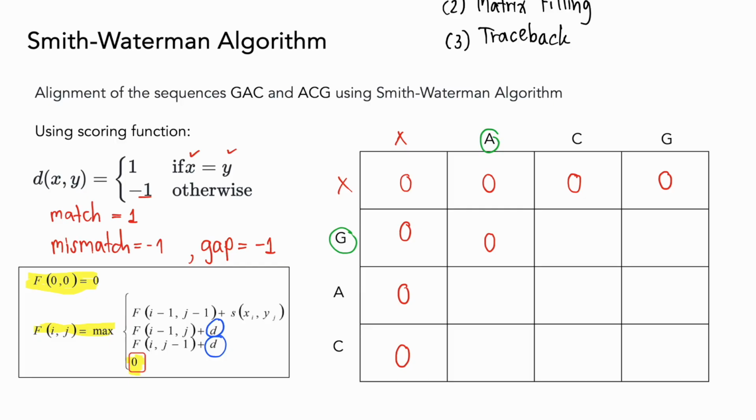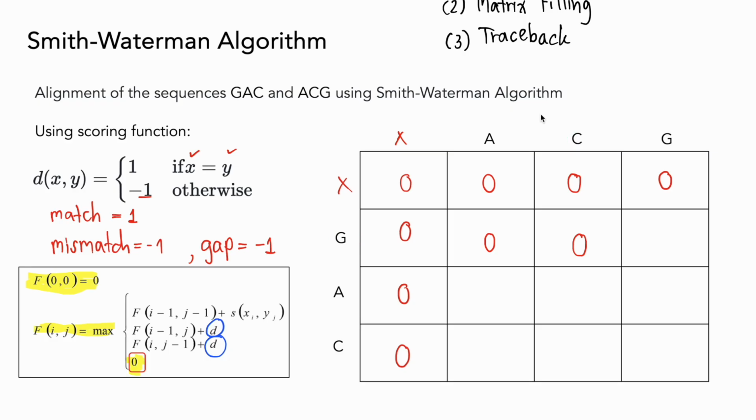Next, we have to consider the value from 3 different directions. For the diagonal one, we have G and C, right? G and C is a mismatch, so we have to add -1. 0 minus 1 is -1. From the top and from the left, we have to add the gap penalty score -1. All are -1. Compared to 0, 0 is higher, so 0 is the maximum score. In this case, we put 0 in the cell and remove the value and arrow.